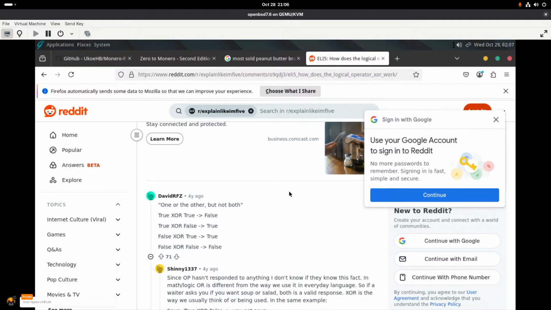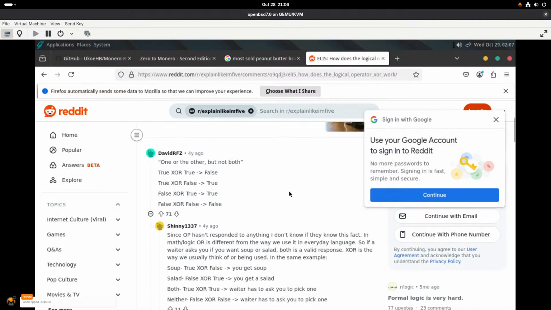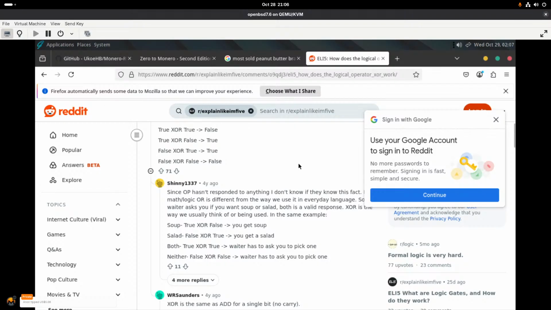One if one or if the other, but not both. True XOR true, order of operations: true plus true equals false. It's binary logic. The fact is, math logic OR is different from the way we use it in everyday language.